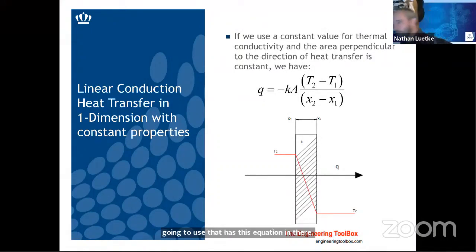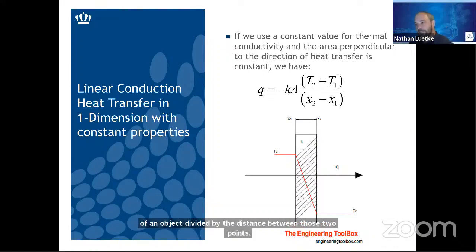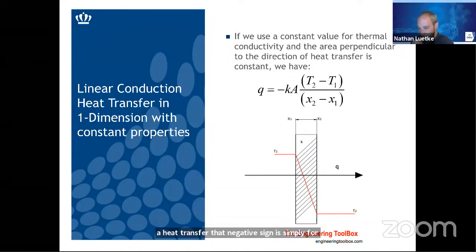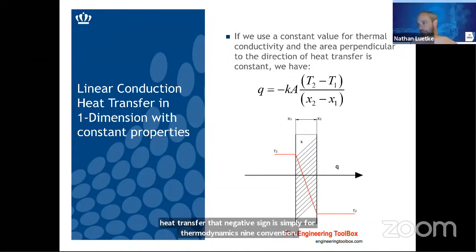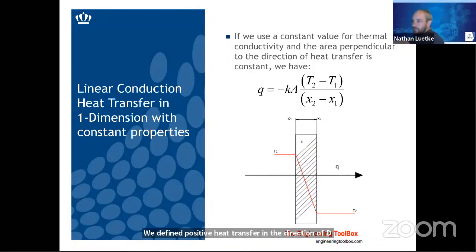It's actually going to do all the math for you, but you can do this yourself. Very simple algebraic equation. The temperature difference between two sides of an object divided by the distance between those two points, times the thermodynamic property of the material, k, and the cross-sectional area gives you the heat transfer. That negative sign is simply for thermodynamic sign convention. We define positive heat transfer in the direction of decreasing temperature. So you've got to put that sign in there because T2 is lower than T1.